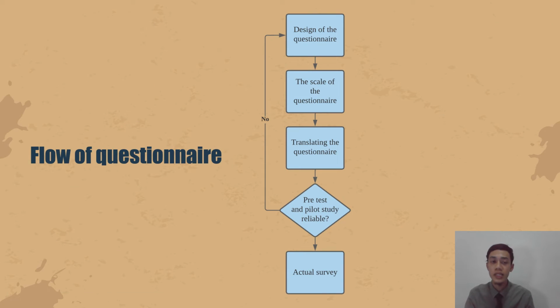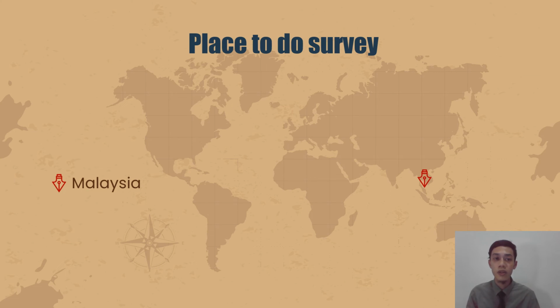For the flow of the questionnaire, basically I start by designing the questionnaire. Then, make the scale for the questionnaire and translate the questionnaire into two languages, which are English and Bahasa Malaysia. After that, a pre-test and pilot study have to be run to determine whether the questions are difficult to answer or not. After everything is okay, then the actual survey begins. Because we study cultural value in Malaysia, the place we do the survey is around Malaysia.